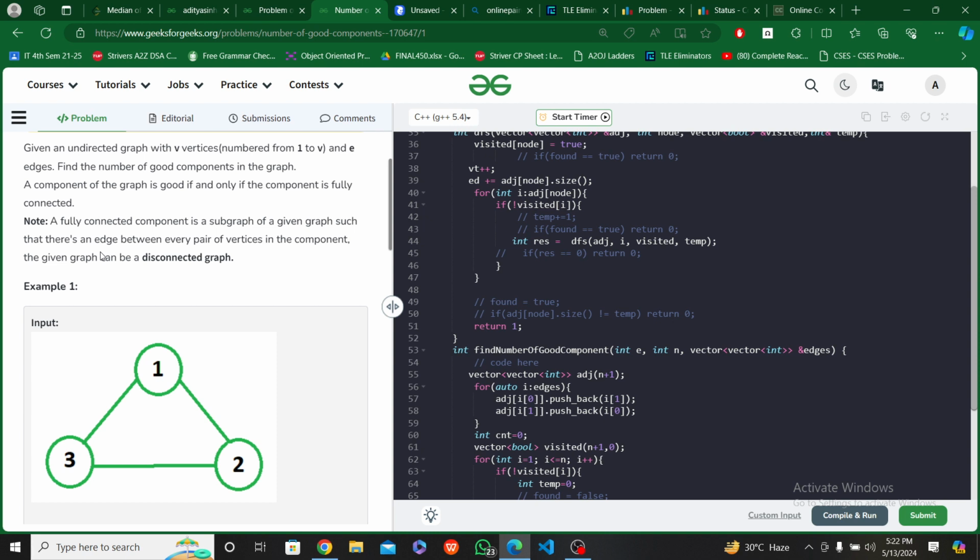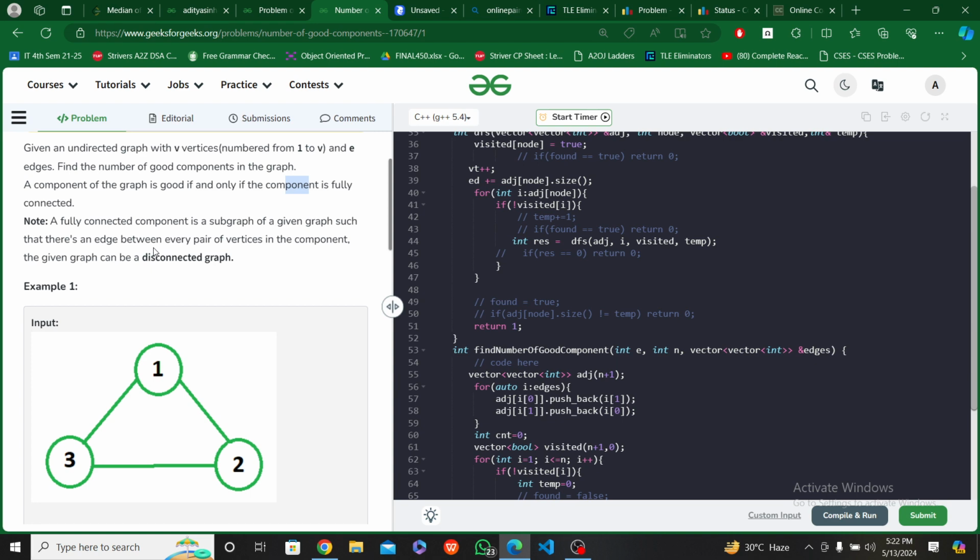What is the definition of a good component of the graph? A component of the graph is good if and only if the component is fully connected. That means the components should be fully connected. So we have different components, and those that are fully connected are my answer.